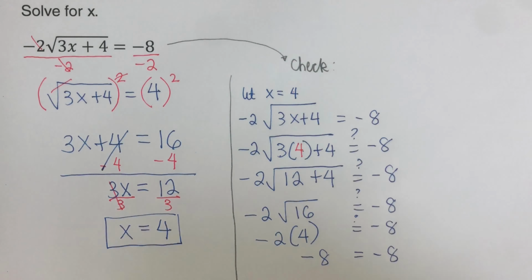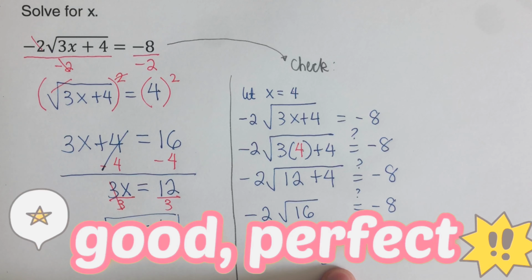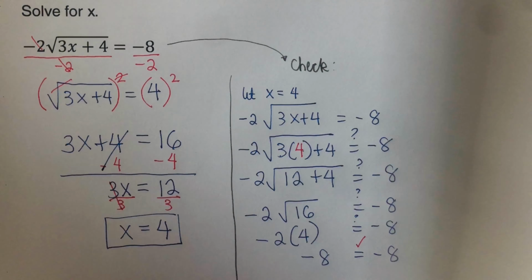As you can see here, both are equal to negative 8. Because you have negative 2 times 4, because the 4 was the square root of 16. So negative 8 is equal to negative 8. That means 4 is a solution to this equation right there. Did you get the same answers as this? Good. Perfect. Now let's move on to the next example right here.